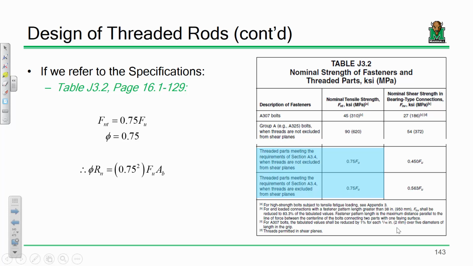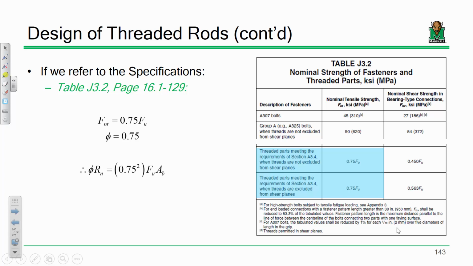Make sense? Now, if you look at that table, you'll see on the left there are things like group A and group B. I'll explain what that means later. But you've got different rows for whether the threads are included or excluded. The idea is, if I've got plate A and plate B and I'm drilling through them and yanking on it, am I shearing through the bolt threads or not? Obviously that matters if I'm trying to determine how strong that bolt is. But we're not shearing here, we're just yanking in tension.